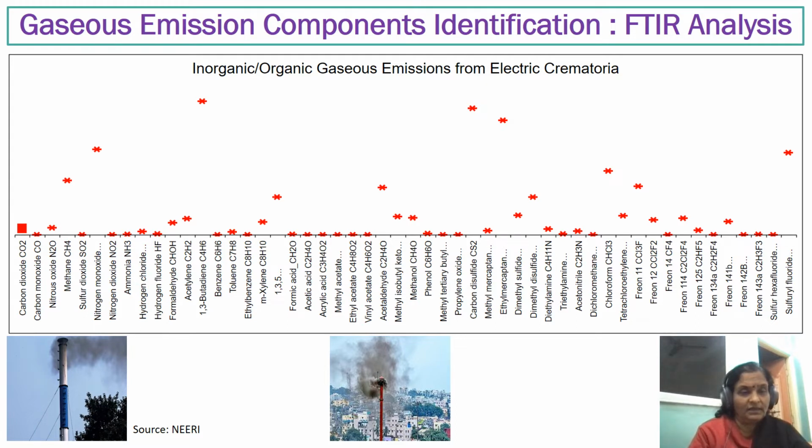We can see lots of sulfurous compounds of organic nature like 1,3-butadiene, then mesitylene, then acetaldehyde, then again methyl mercaptan, and so many. These are all identified gaseous components that are coming out even from the electric crematoria. This is for electric crematoria we have done.